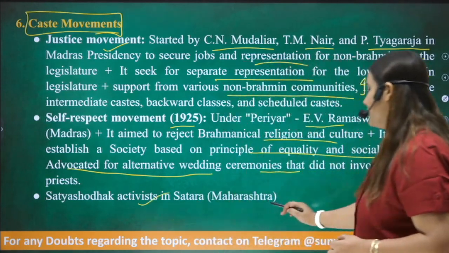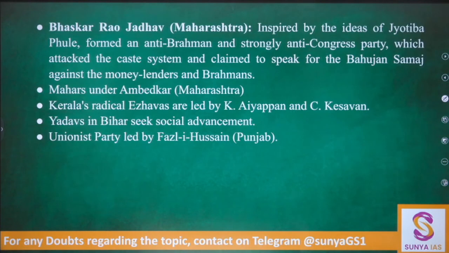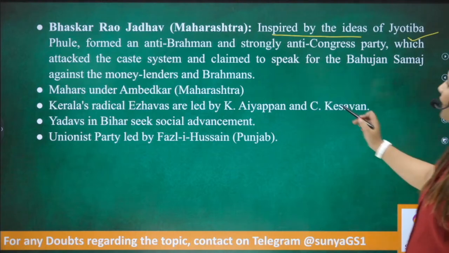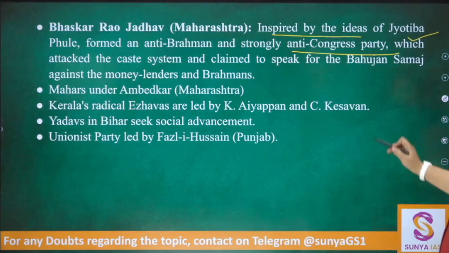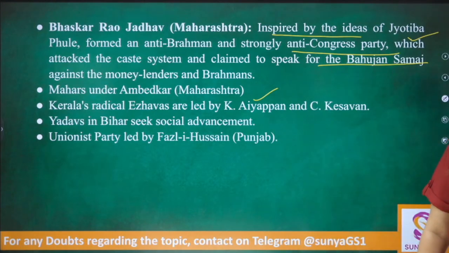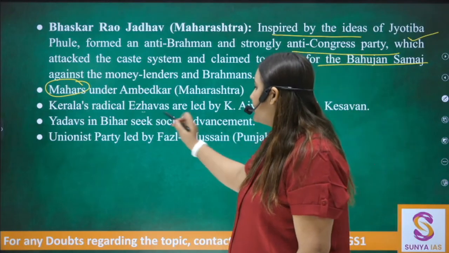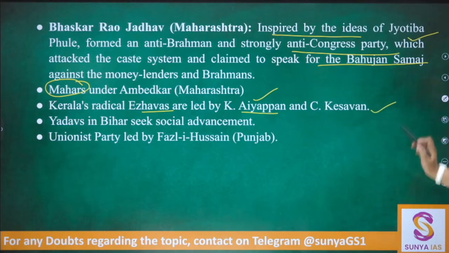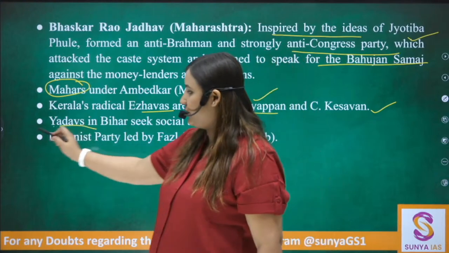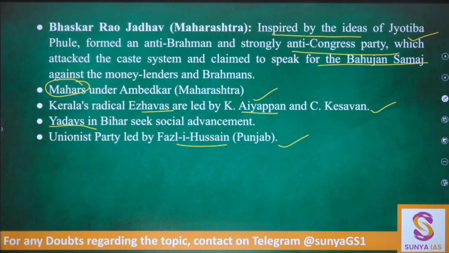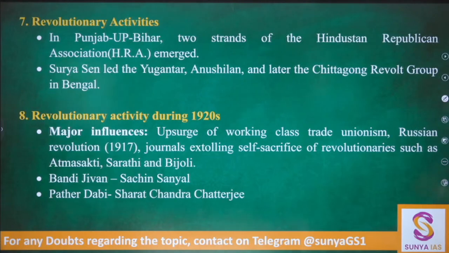Satyashodhak activities were also there in Satara, Maharashtra. It was also very, very famous. Bhaskar Rao Jadhav of Maharashtra, inspired by the ideas of Jyotiba Phule, formed an anti-Brahmin and strongly anti-Congress party, which attacked the caste system and claimed to speak for the Bahujan Samaj against the moneylenders and Brahmins. Mahar Satyagraha under Ambedkar. Mahar, basically, is the name of a social group, a caste. And Kerala's radical Ezhavas were there, led by K. Ayyappan and C. Kesavan. Yadavs in Bihar wanted some social advancement, so they were also fighting. Unionist Party led by Fazle Hussain was there in Punjab. So you can see how everyone wanted more and more control, support, upliftment and share in society.